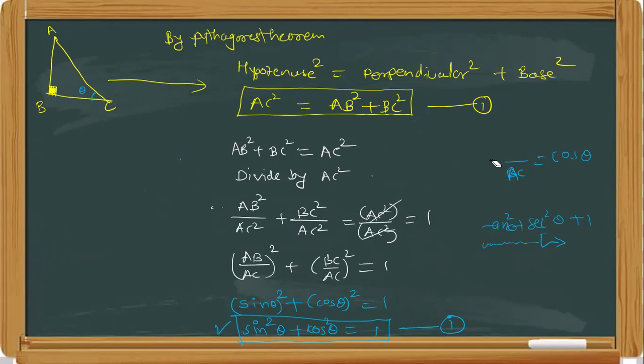See, what we did here to construct the first identity: we divided by AC square, the square of the hypotenuse. Not by AC, we divided by AC square. Right? Now, in place of AC square, by which other number can you divide it?